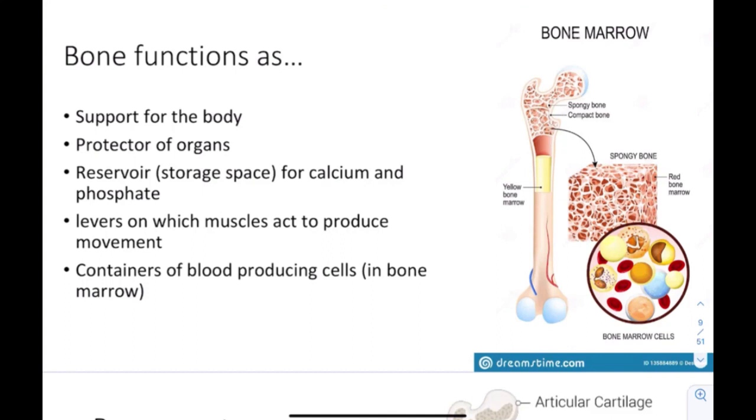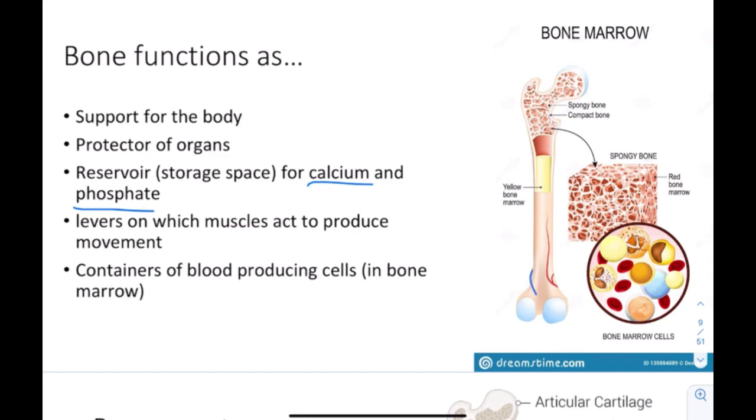Okay, so let's talk about some of the functions of the bones. They provide support for the body. They protect organs, for example the thoracic cage, which is made up of the ribs and the sternum and all these bones that protect the heart and the lungs. So they protect the inner organs. Like I mentioned, they provide a reservoir, a storage space for calcium and phosphate. For example, the bone matrix. Whenever your body needs calcium, osteoclast activity increases, it dissolves the bone matrix, and it allows calcium to be more available in the blood.